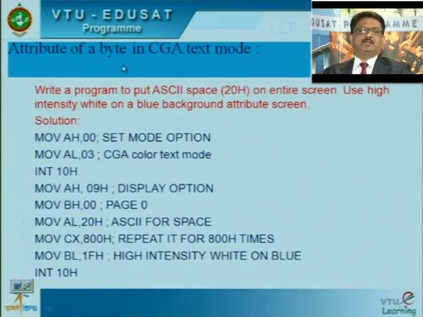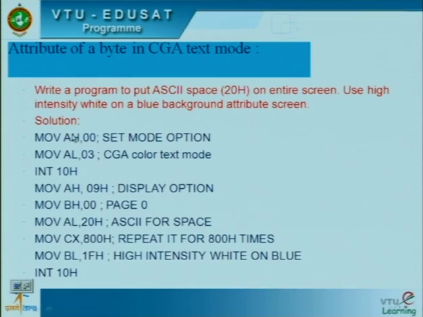Now here is a simple code for specifying an attribute of a byte in the CGA text mode. Let us take this example. Write a program to put an ASCII space, 20H, on the entire screen. Use a high intensity white on a blue background attribute screen. So what is the prerequisite? It is a blue background screen where I need a high intensity white for a space, say ASCII space, that is 20H.